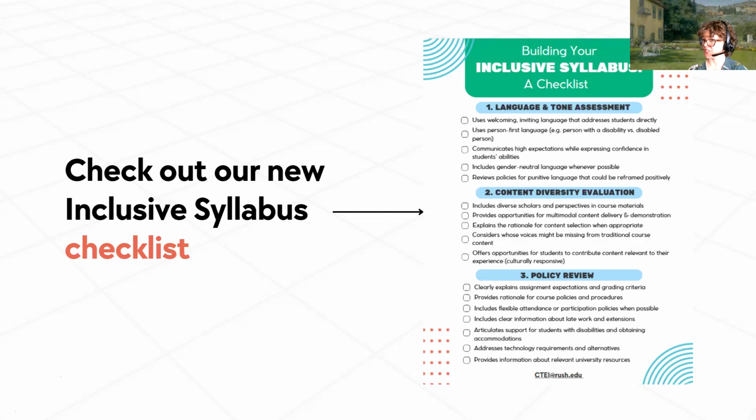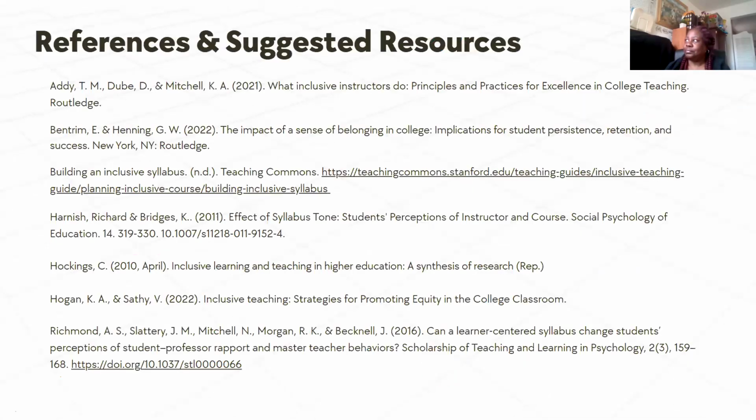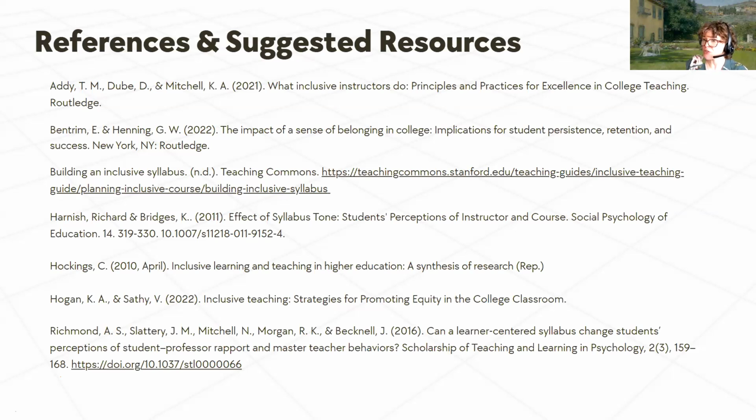So we'll throw that link in the chat in a moment, but it includes a lot of the recommendations that we offered today. Yep. And then here are our references and suggested resources, a couple of really wonderful, seminal texts on the topic of inclusive teaching: that first one by Addy and Mitchell, What Inclusive Instructors Do, and then also Hogan and Sathy's text toward the bottom, Inclusive Teaching. These are great primers in inclusive teaching and how to make those changes in your classroom. I recommend those among many other articles and texts on the topic.